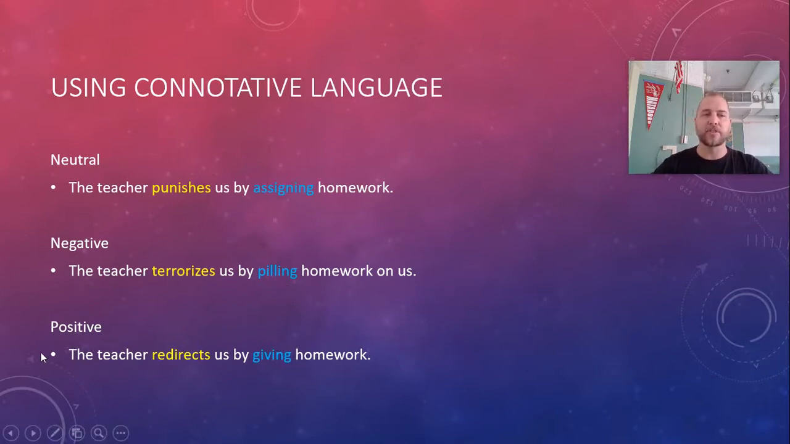It's not that the teacher's just assigning or giving it, like crushing students under the weight of this homework. Whereas if you want to make this teacher look more positive, you could say the teacher redirects us by giving us homework. Giving is a very positive word. People want to be given things typically. And redirect is a much more positive word than punishes. You know, you punish somebody or you redirect them, right? And so this is how connotative language can come into play when you're writing. You're using subtle changes in the words you use in order to change the meaning of what it is that you're writing.